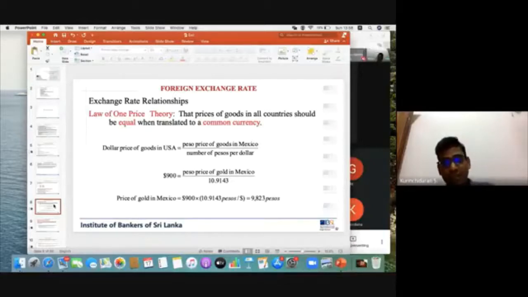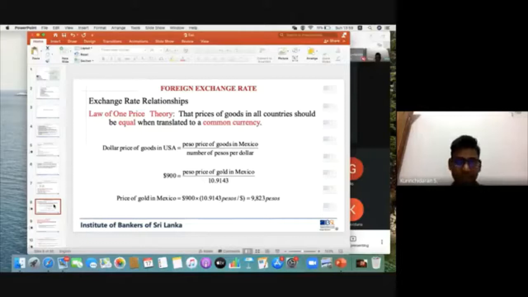The same good is sold in Mexico. If you convert that price, because the Mexican good would be sold in pesos, that's the Mexican currency, into USD, that should be 900, equal to $900. That is the law of one price we have seen, right?